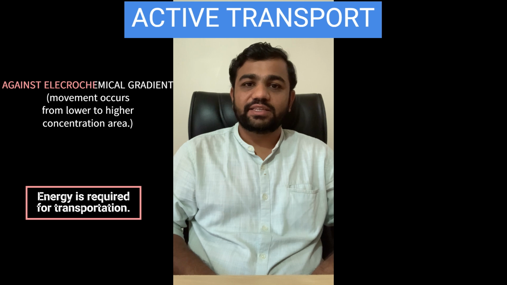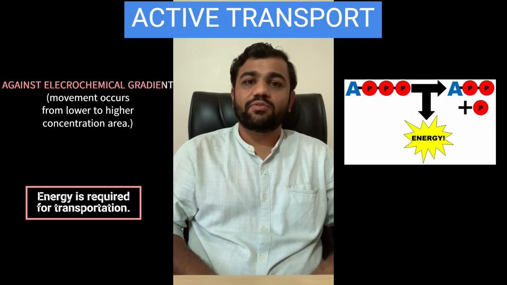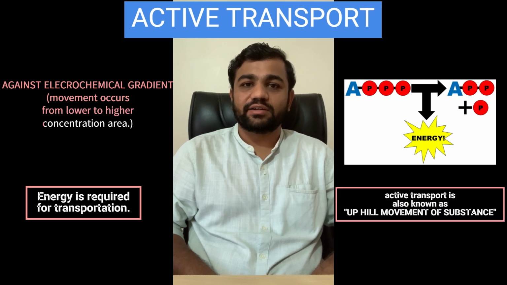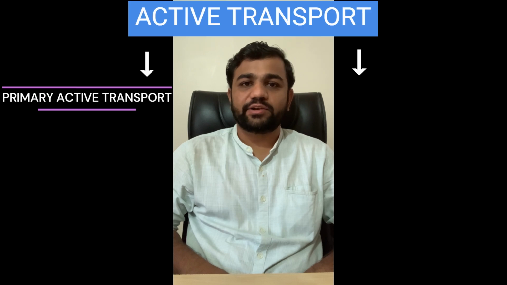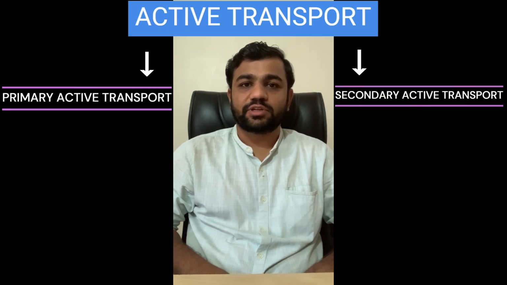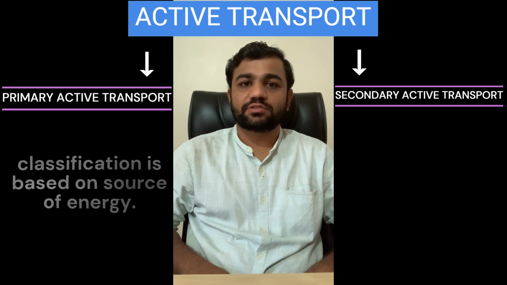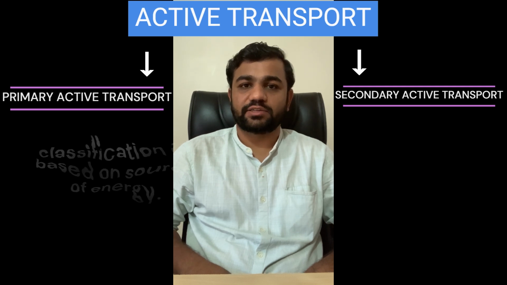energy. And this energy is obtained by breakdown of ATP or other high energy compounds. As this transport occurs against the electrochemical gradient, it is also known as uphill movement of the substance. Active transport is further divided into two types, primary active transport and secondary active transport. And this classification is based on the source of energy that is used for transport.